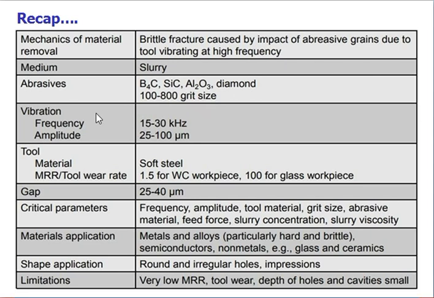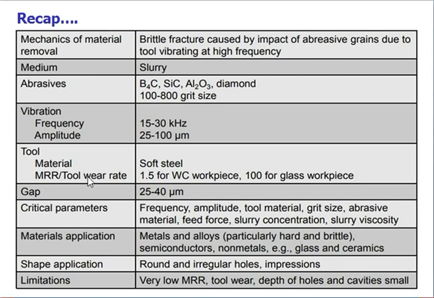Next we are talking about the vibration. As I have already told, vibration, that is frequency, should be between 15 to 30 kilohertz. And amplitude should vary between 25 to 100 micrometer. Now we are talking about the tool. What type of material should we select? It should obviously be soft steel.